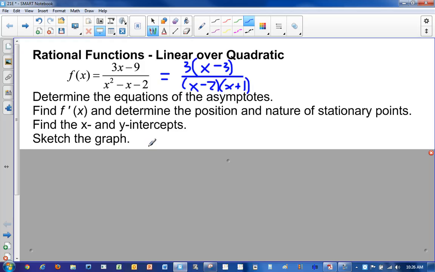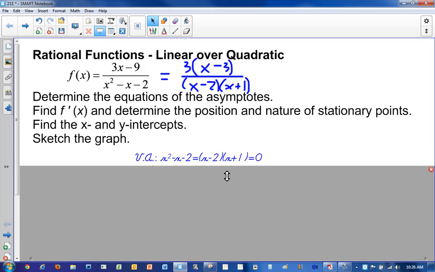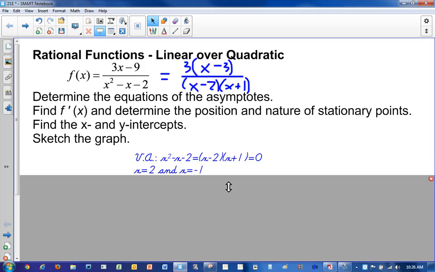I like to do that because I'm going to use this factorization to find certain aspects of the curve. I'm told to determine the equations of the asymptotes, find the first derivative and determine the position and nature of any stationary points, find the x and y intercepts, and then sketch the graph. We start by looking for vertical asymptotes by setting the denominator equal to 0. With the denominator factored into x minus 2 times x plus 1, there are 2 vertical asymptotes, one at x equals 2 and one at x equals negative 1.